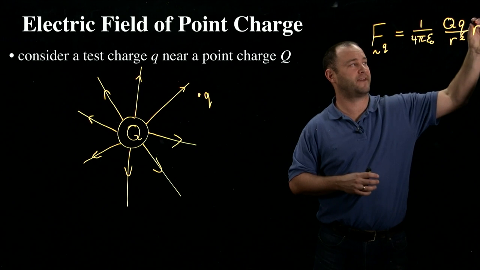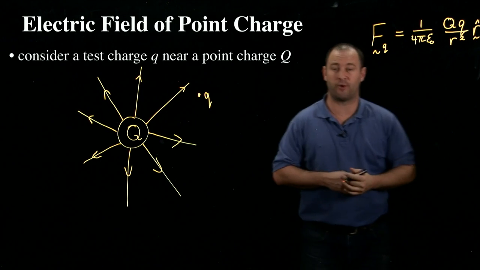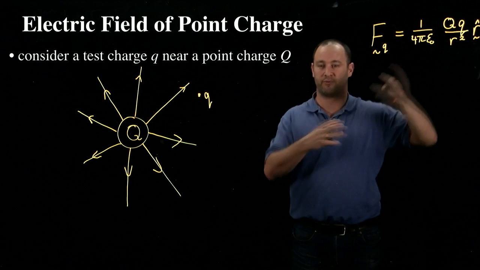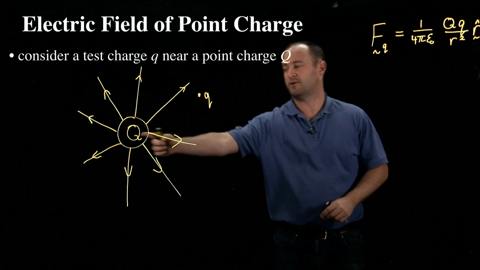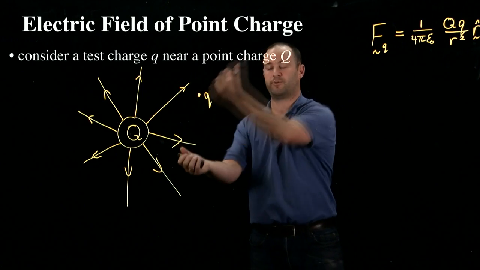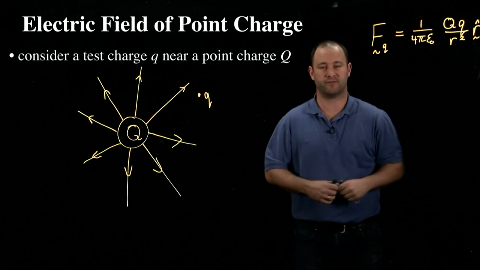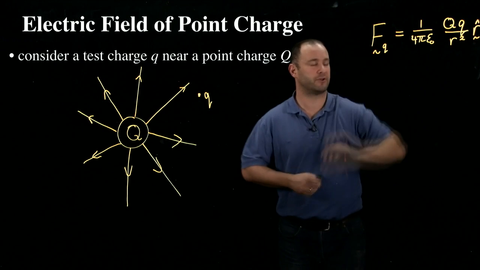And then because this is a vector, I need it to operate in some direction, and this acts in the radial direction. You can see that because, if these are the same sign, the force would be trying to push this away, which is simply in the radial direction. So this is the force on charge q.